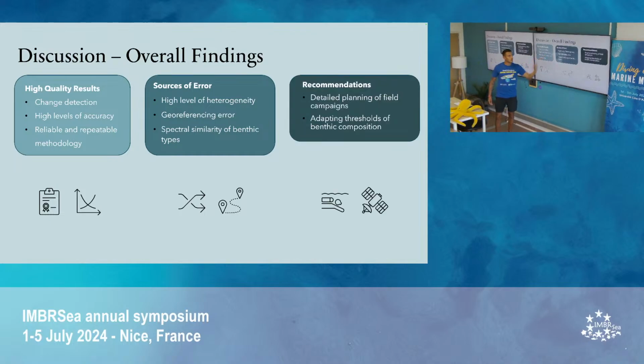So based on this, some of the recommendations are to plan your field surveys really in detail. And this goes along with empirical knowledge on knowing how patchy your habitat is and so on, which also allows you to set better thresholds of the benthic composition. So for example, 10% coral on a sand substrate doesn't affect the spectral signature of the pixel as much as 30% on rock or dead coral.